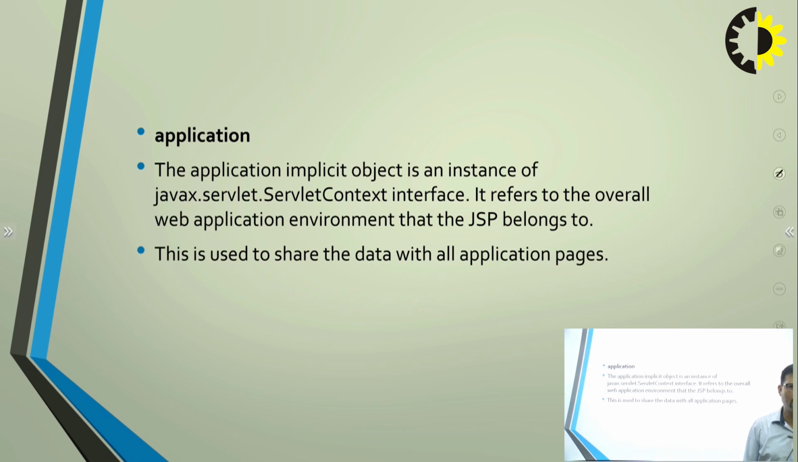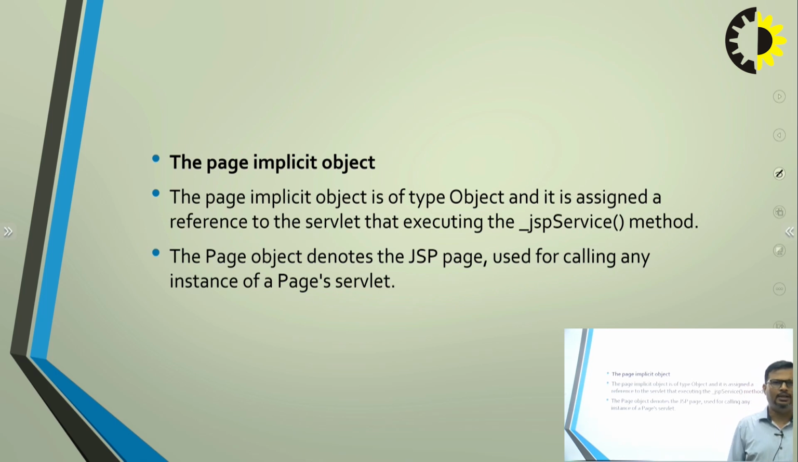Which types of application will also be included here? The application implicit object is an instance of the javax.servlet context interface. It refers to the web application environment that the JSP belongs to. This is used to share data with all the application pages. Then next is the page implicit object.